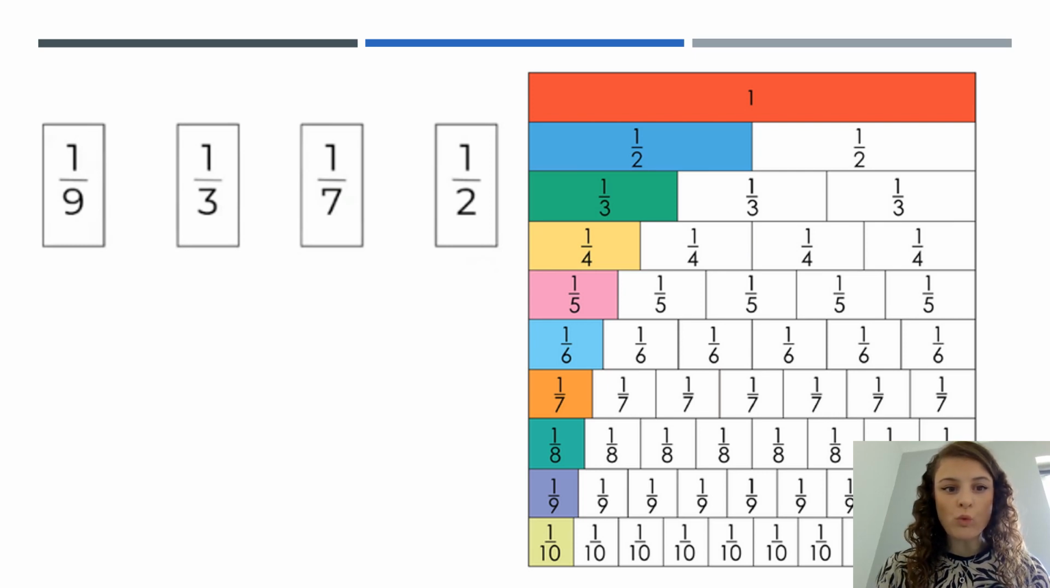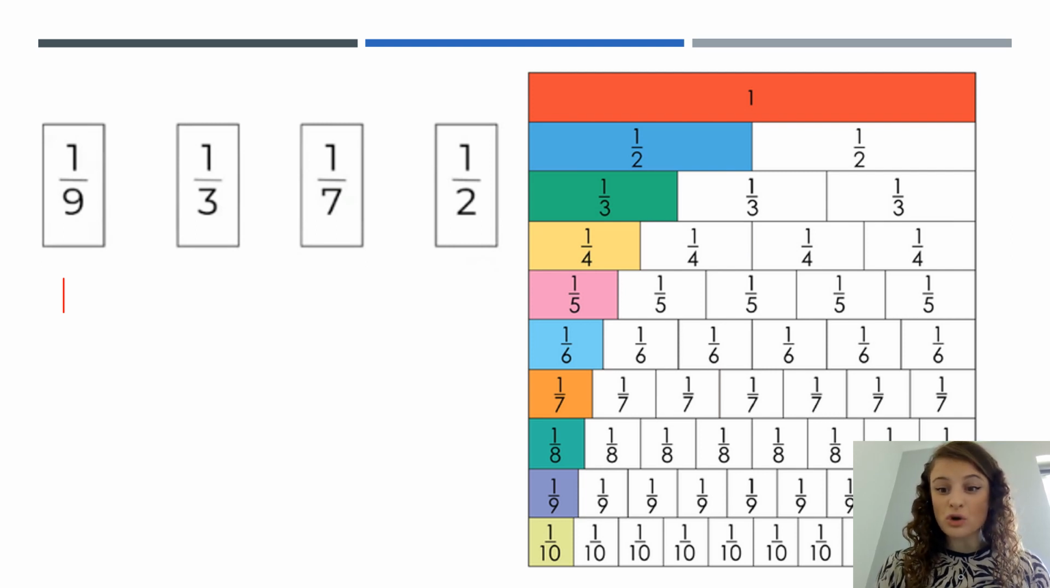I can see that 1/9 has got the biggest denominator. Let's look. 1/9 is the smallest fraction. So 1/9 is number 1. 1/3 though is quite a lot bigger than 1/9. So let's have a look at the other fractions. We've got 1/7 and 1/2.